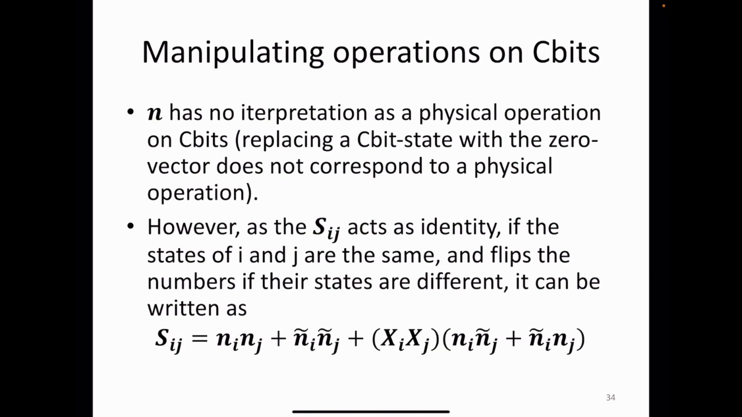Manipulating operations on C-bits is what we look at next. The projection operator that we remember from before has no interpretation as a physical operation on classical bits. Replacing a C-bit state with a zero vector does not correspond to any physical operation. However, the swap operator S sub ij acts as identity if the states i and j are the same. So you remember, if we have the states 0, 0 and 1, 1, the swap operator doesn't do anything to them. You will still get 0, 0 if you input 0, 0. But it flips the numbers if their states are different.